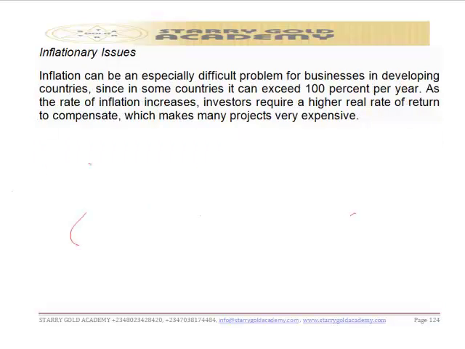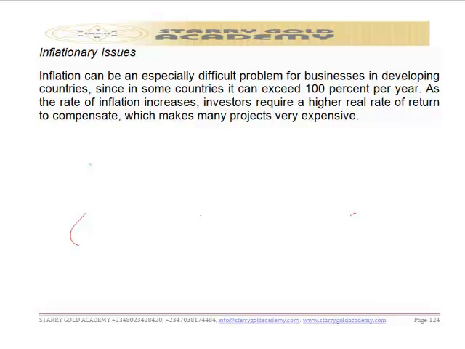Let's look at inflationary issues. Inflation can be an especially difficult problem for businesses in developing countries, such as Nigeria, because we lack data, we lack capital, we lack statistics. But in a developed country, they have data, they have everything, and they have an economy that is stable. Understand? But in our developing country it is somehow problematic, since in some of our countries it can exceed 100% per year at times.